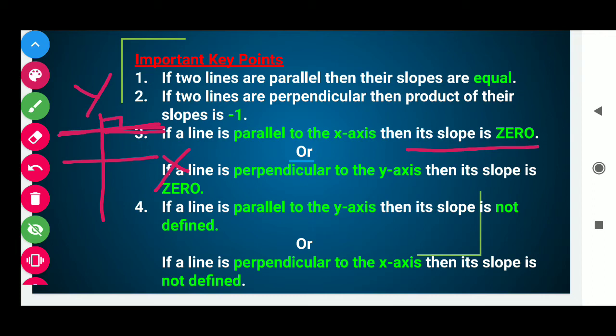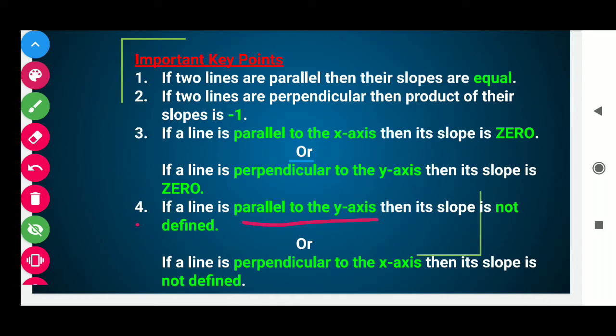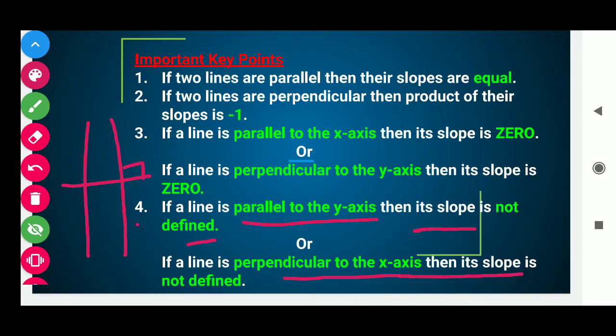So here we have the fourth one. If a line is parallel to the y-axis, students, suppose we draw a line that is parallel to the y-axis, हम ये भी कह सकते हैं, alternatively we can also say that this line is perpendicular to the x-axis, then its slope is not defined. So students, you can see here the next one. If a line is perpendicular to the x-axis, then its slope is not defined.